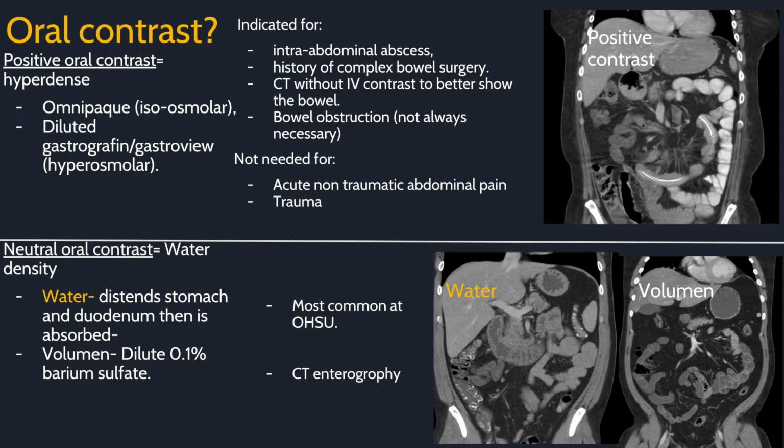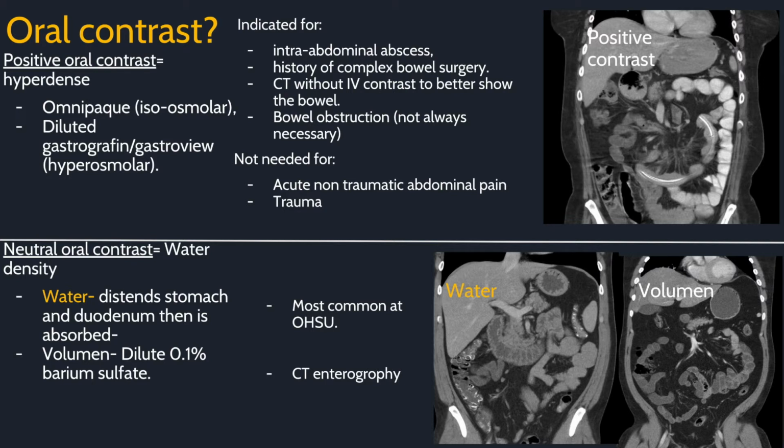Moving on to oral contrast. Positive contrast will increase the density of the bowel lumen. While both Omnipaque and Gastrografin, or GastroView, are positive contrast agents, Omnipaque is isoosmolar and the Gastrografin is hyperosmolar. Positive contrast is used for intra-abdominal abscesses, complex bowel surgeries, non-contrast CTs to help show the bowel better, or bowel obstructions, although it is not always necessary for bowel obstruction. It is not needed for acute abdominal pain or in trauma.